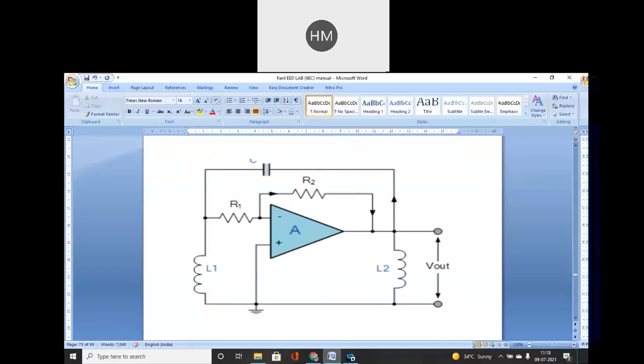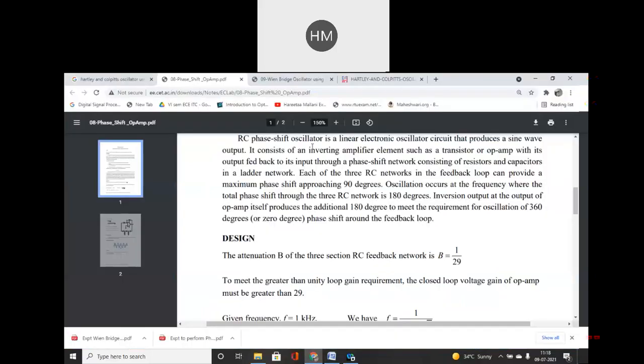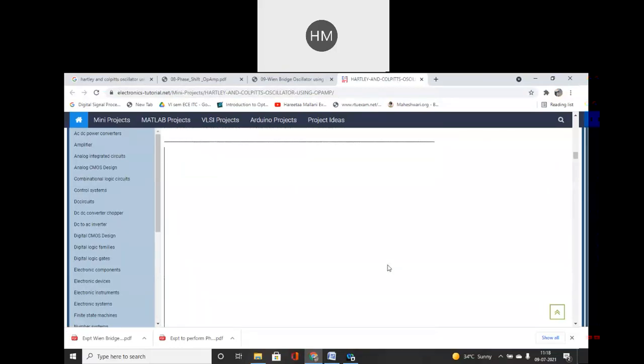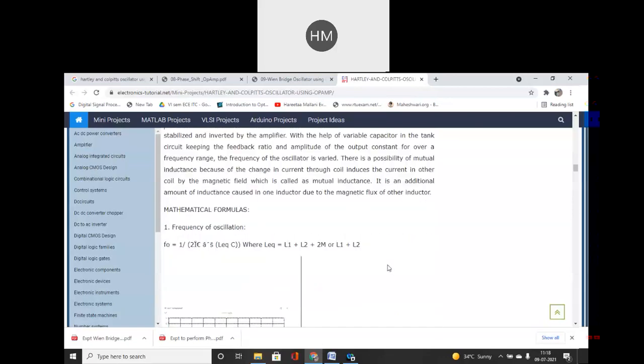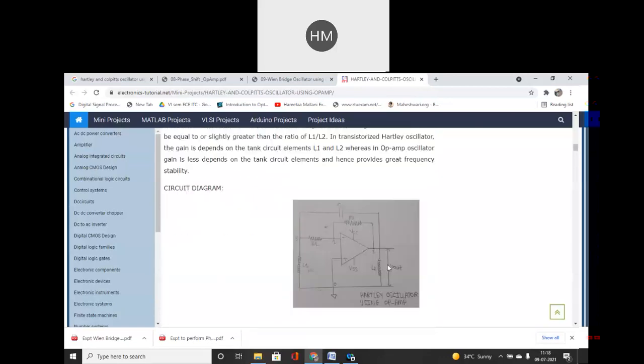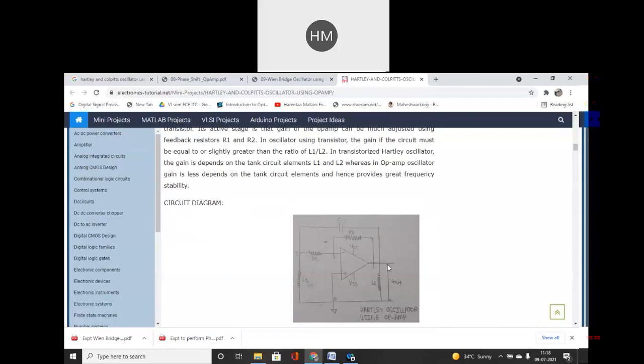This is the circuit. I will show you one better circuit of this now. This is the circuit of Hartley. You can draw it by two L and one C.